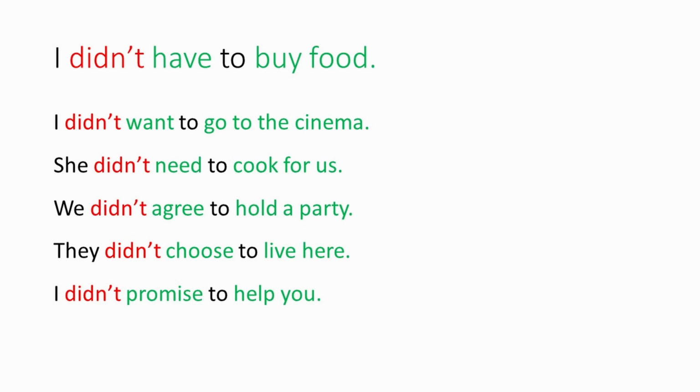So you can see that after to, you just add the type 1. I could use the same action after all these chunks. So let's take, I didn't have to buy food. Let's use the action buy food. I could say, I didn't want to buy food.